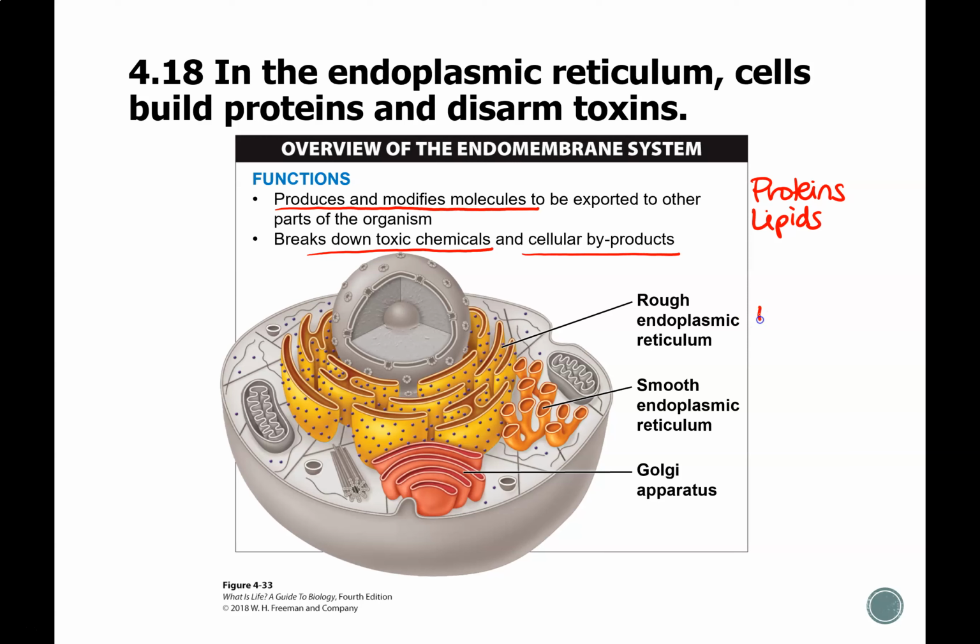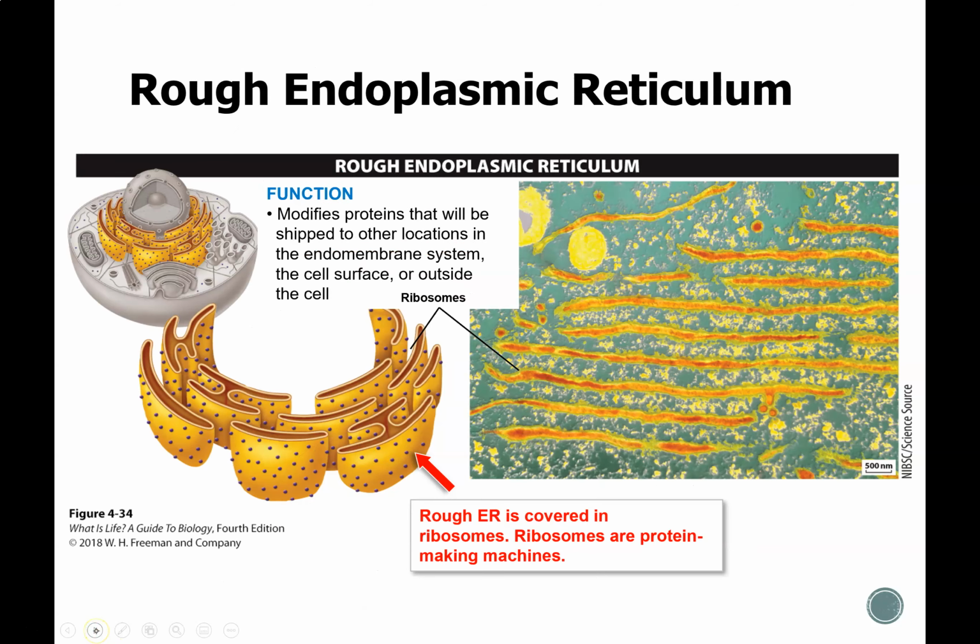So again, we have three parts. We have the rough ER, the smooth ER, and the Golgi apparatus. I know these are weird words, just bear with me. This is why memorizing comes in handy.